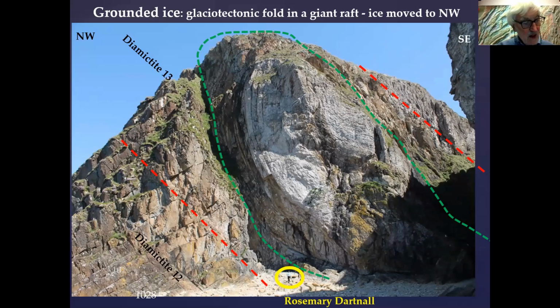The fold is inside a huge block, the outer edge of which is marked by the green line. This block measures 200 meters in length, 40 meters in thickness, and at least 60 meters in the dip direction. It is contained within diamectite 13, whose base and top are shown by the red lines. We call this bed the Great Breccia. Note that the axial plane of the fold is steeper than the dip of diamectite 13. The ice was moving towards the northwest.